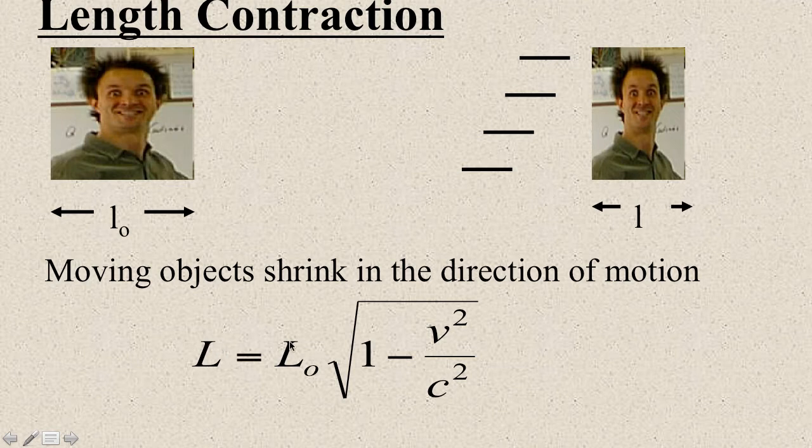Here's the formula for it, and notice that the square root of 1 minus v squared over c squared, which is less than 1, is now multiplied by the original length. So this is the proper length. Proper in this case means it's not moving with respect to us, and this is the contracted length, or moving length. They shrink, they contract. This is called length contraction. Now, here's a cool thing about this.